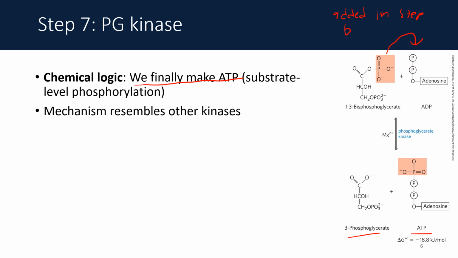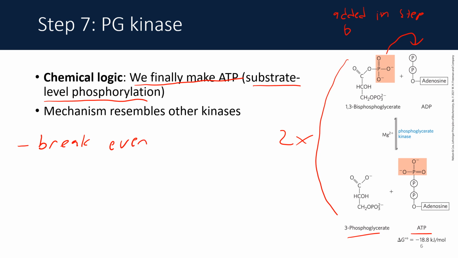I'll remind you that the act of moving phosphates from high energy metabolites onto ADP is called substrate level phosphorylation. And this is also a good time to remind you that everything after step 4, aldolase, occurs in duplicate. So we recoup 2 ATPs at this stage. At this moment, we break even ATP-wise.